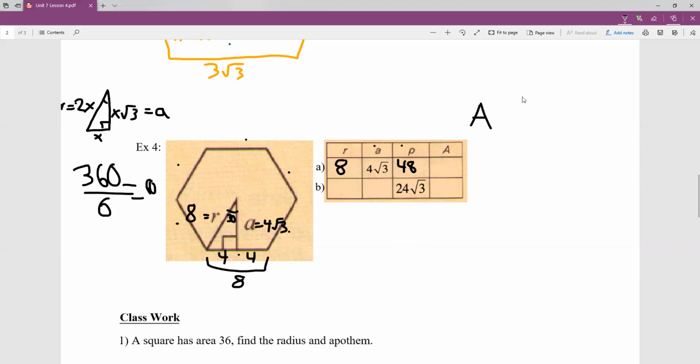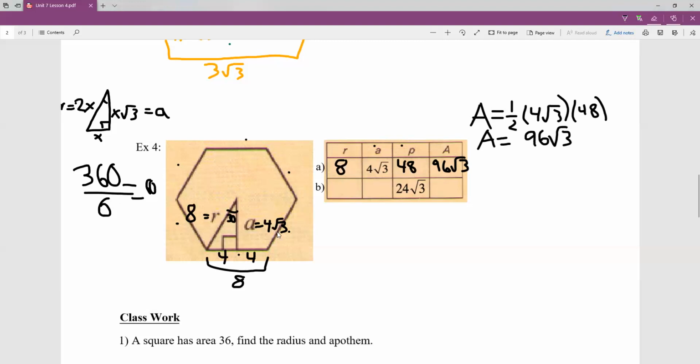Now that we have the apothem and the perimeter, now we can start solving for the area. So the area is going to be equal to 1/2 the apothem times the perimeter. So the area is going to be equal to 2 times 48. So that is going to be 96, I believe. So 96 root 3 is your area. Cool.